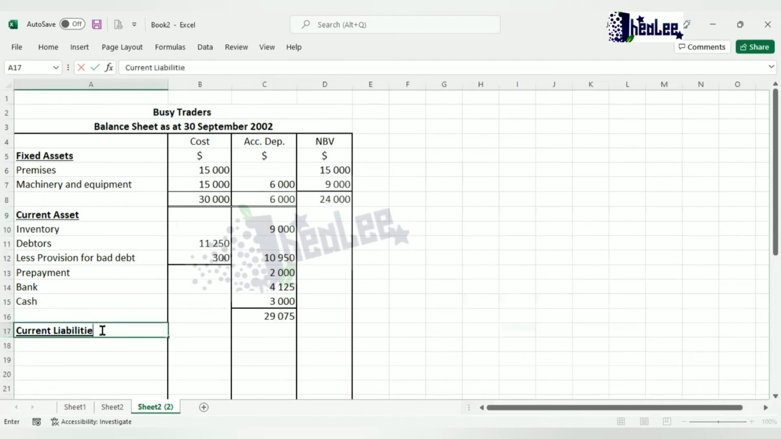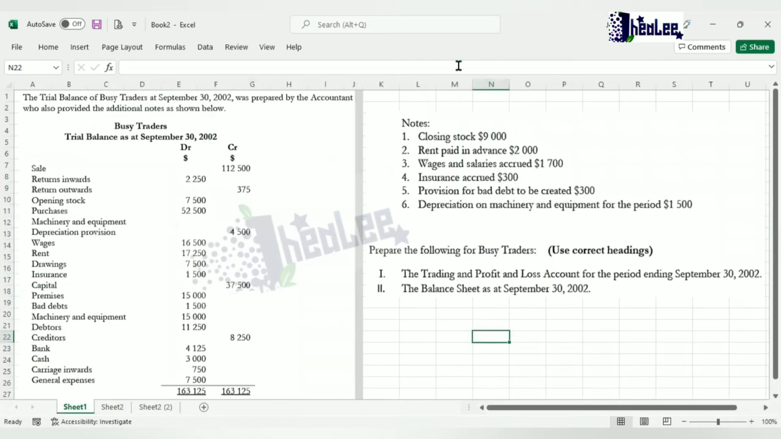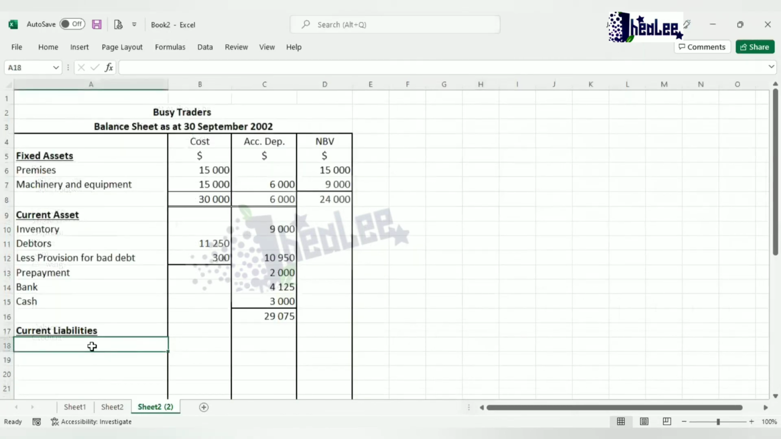And let's go to the question now to pick up those current liabilities. The current liabilities from the question are creditors coming from a trial balance, and from the footnotes we have wages and salaries that is accrued of $1,700. We have insurance that is accrued of $300, and that would give us our current liabilities. Those are the only ones in this question. So let us enter those in the balance sheet.